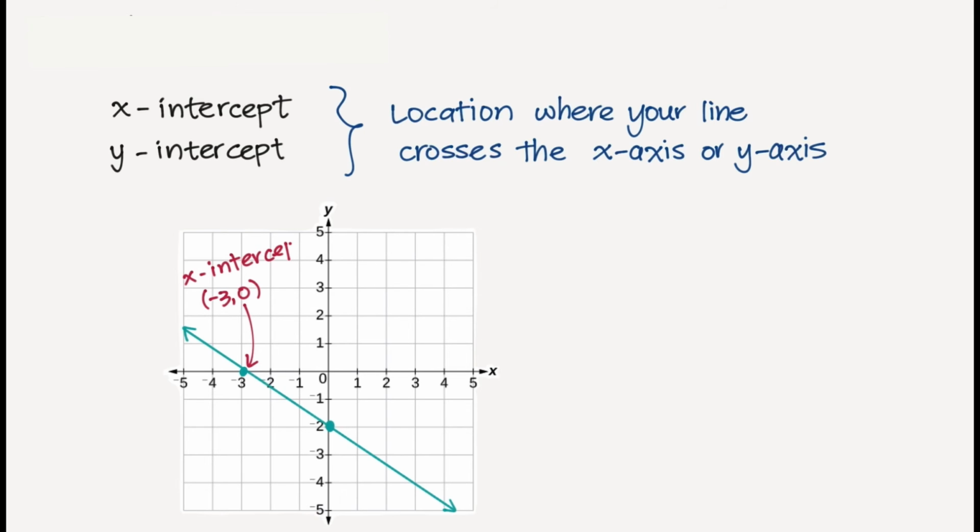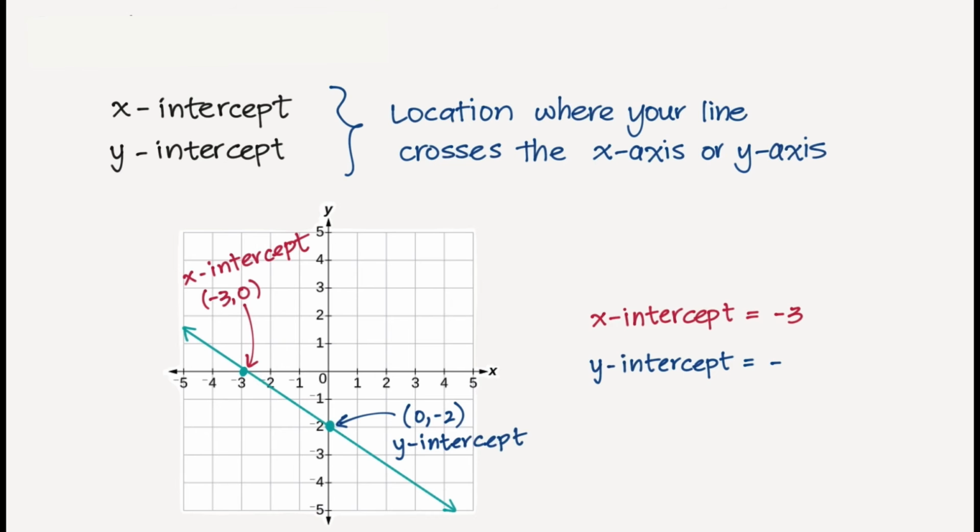Okay. And then the y-intercept is down below. We can see that it is crossing the y-axis at 0, -2, which means that the y-intercept is located right there. If I was going to write these out, I would say the x-intercept is equal to just -3. I'm not going to write the entire point. And the y-intercept is equal to -2.